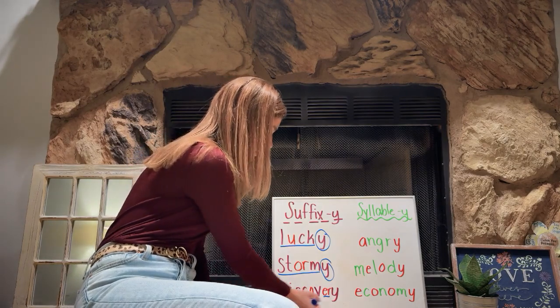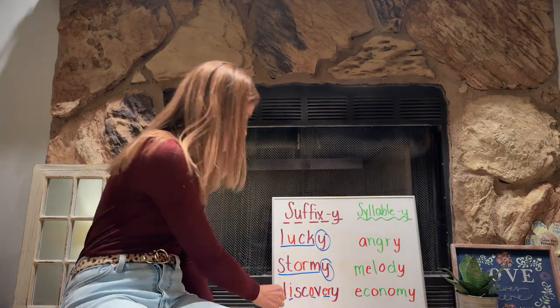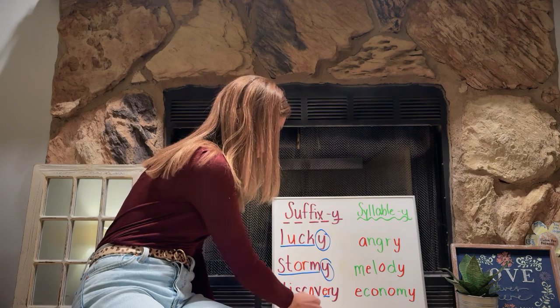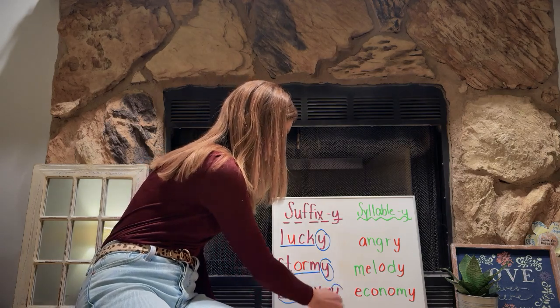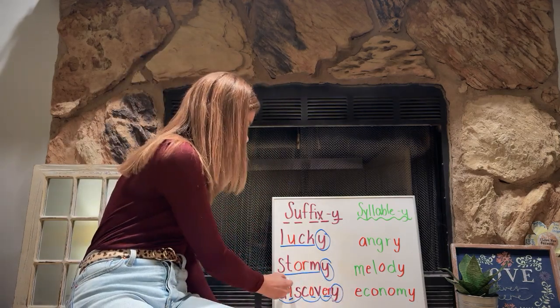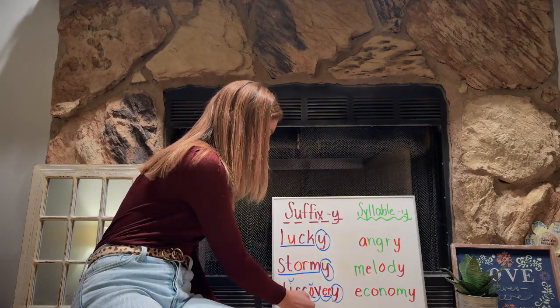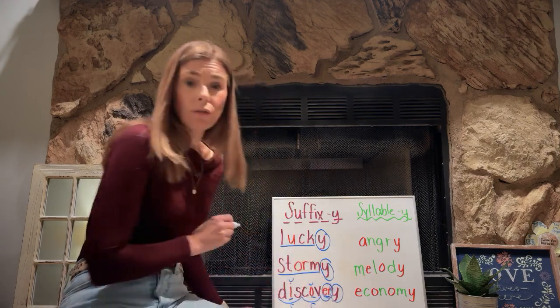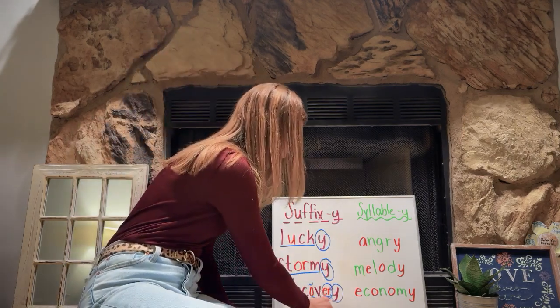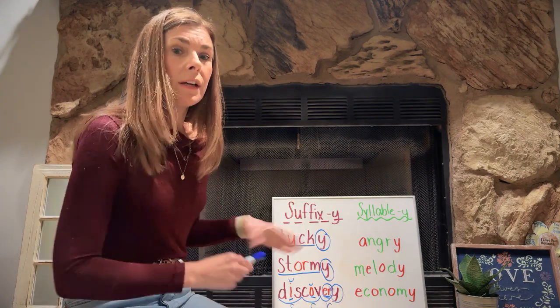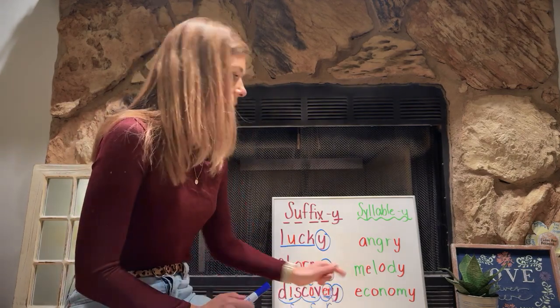So the base word is discovery, but when we break it apart, we break it into syllables. And then you have the I says ih because it's closed in, the O says ah because it's closed in, and the ER is an R-controlled vowel working together to make one sound. But you have the base word, discovery, and then the suffix y on the end.